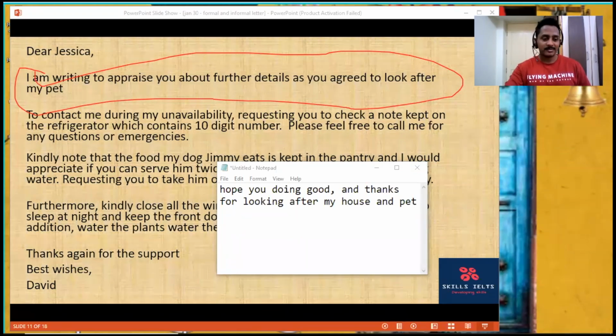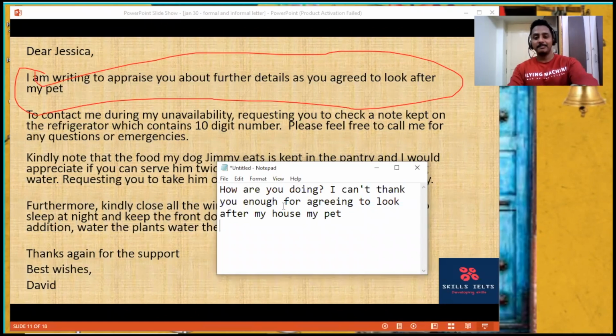Excellent, Krishna Pramod. Really appreciate that. Good one, Sandhya, but could have been a little more. No, Jachendra, it's an informal letter. Don't say I'm writing this letter. See, this is a perfect one. What Krishna Pramod wrote: how are you doing? I can't thank you enough for agreeing to look after my house and my pet.